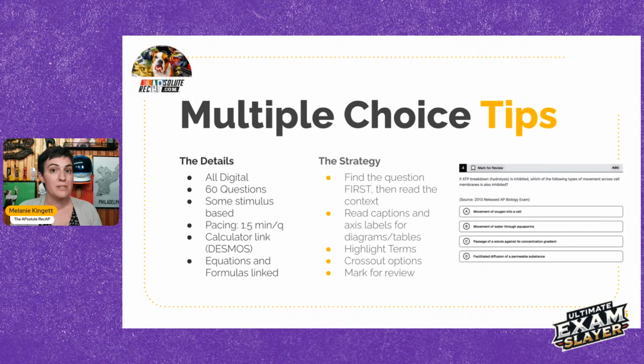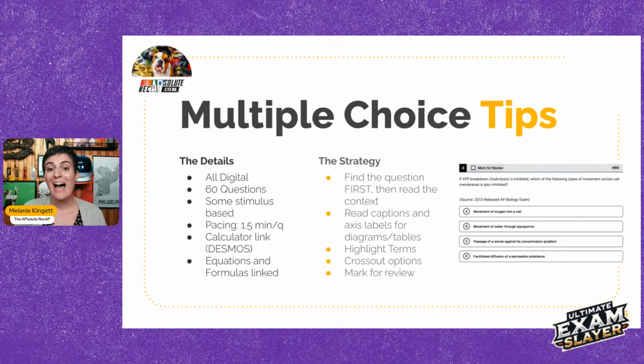Now, in the actual system, you can highlight, you can cross out options, you can also use mark for review, and we're going to need to use that. I personally would think it would be an error if you were to not answer a question and move on. If you don't know, take a guess, mark for review, and move on.